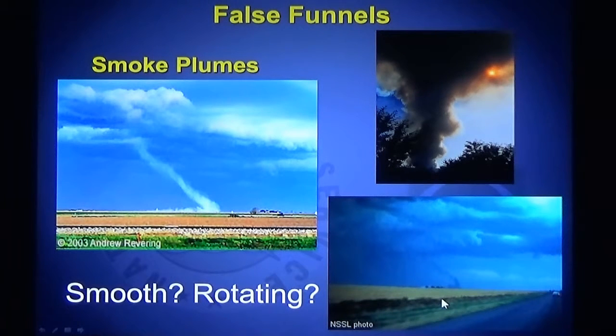And in the bottom right photo, again the same thing. A fire is producing smoke. The smoke is rising into the thunderstorm. Sure looks like a tornado, but there was no rotation, and so it was not a tornado, and indeed it was a fire producing smoke that was rising into the storm.